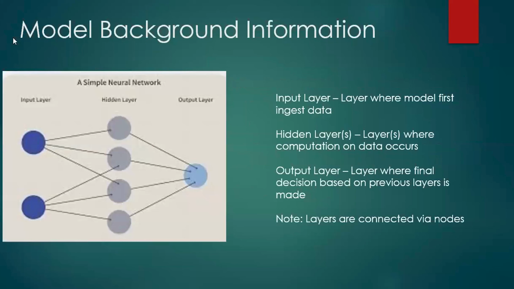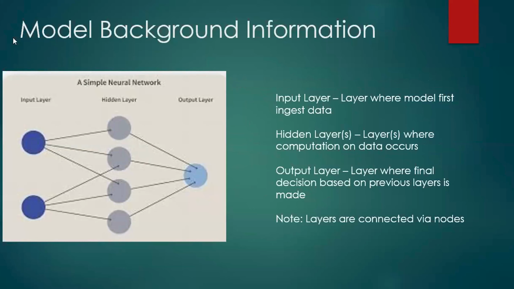Input layers are where the model first ingests the data. An analogy of that could be our senses. So, for example, we have our nose, we have our taste, we have our ears. These would all be an example of our input layer, as this is where we're taking information in.